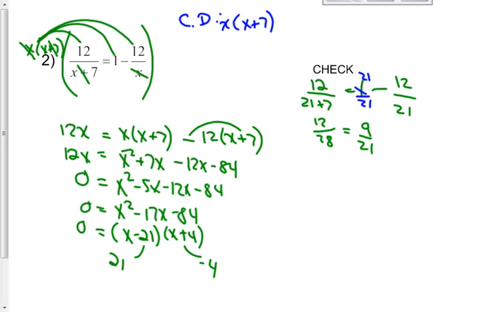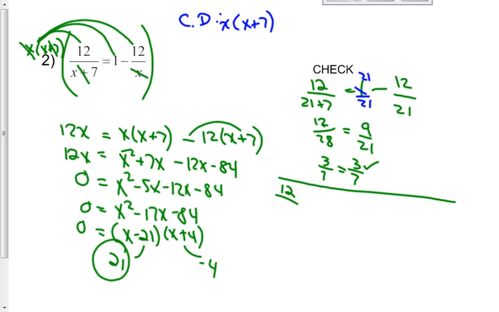12 and 28. What goes into both of those? 4. 4 goes 3, 4 goes 7, and then 9 over 21. What goes into both of those? 3. 3 goes 3 times and 7 times. So 3/7 equals 3/7. So yes, x equals 21 is one of my solutions. Now I need to check the negative 4.